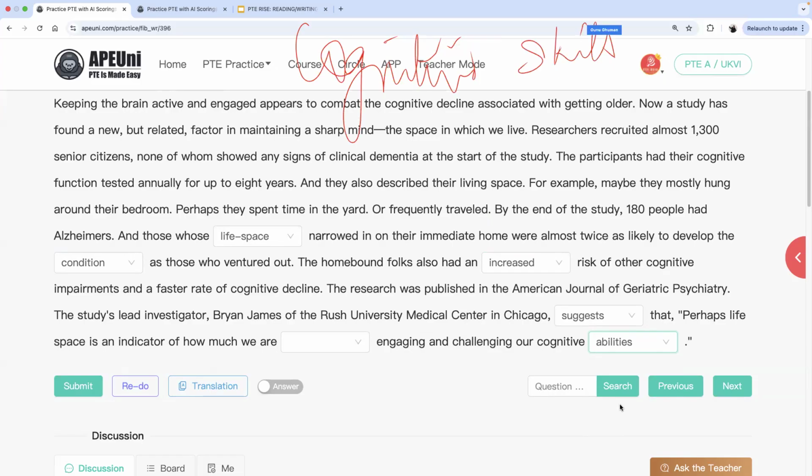Cognitive skills, cognitive abilities. Okay, it's a collocation. It's related to your brain. Okay, done. Okay, is an indicator of how much we are dash engaging. Actively engaging. Good.